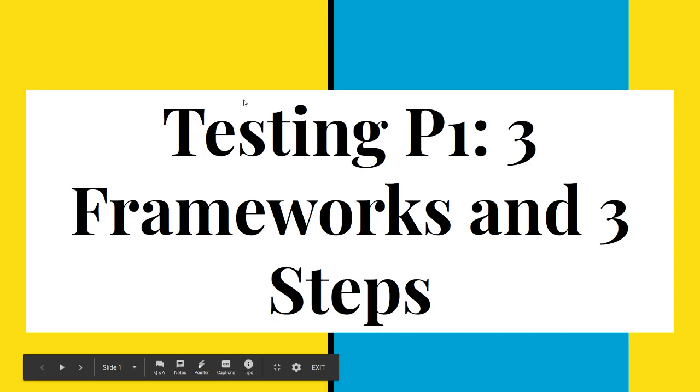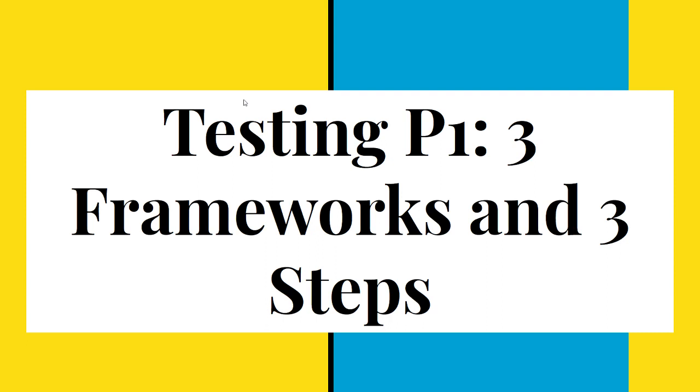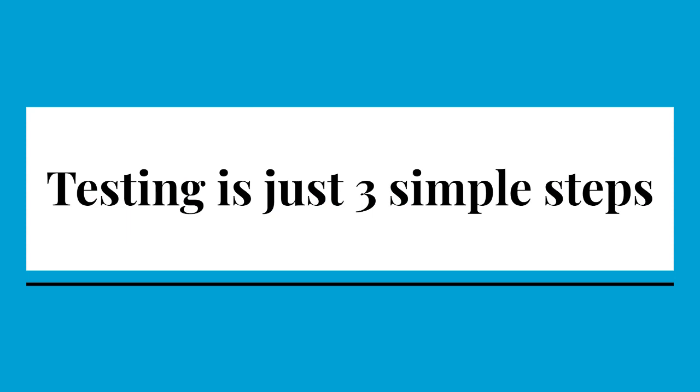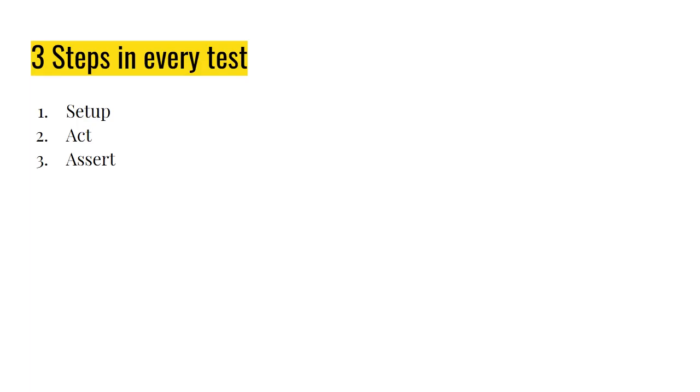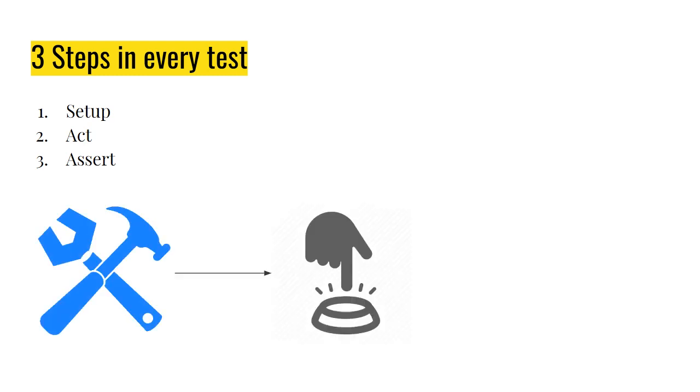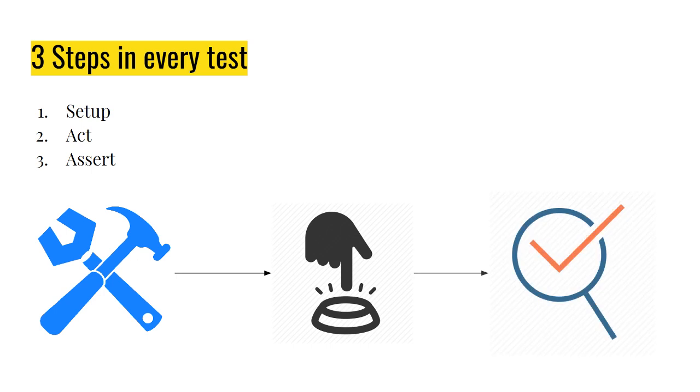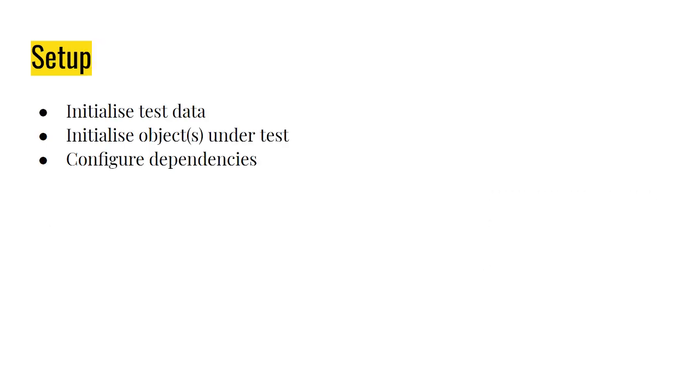So there are essentially 3 steps that you should care about when testing. And those 3 steps are very simple. It's simply set up, act, and assert. We build something, we do something, and then we check if what we expected is right. Setup is just initializing test data or components under test and configuring dependencies.